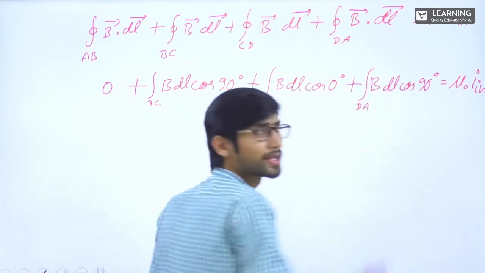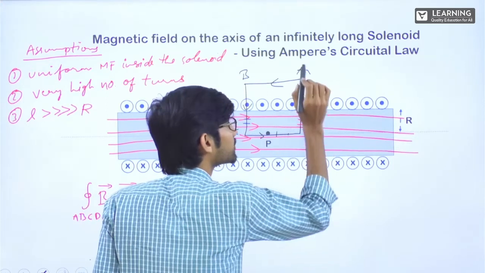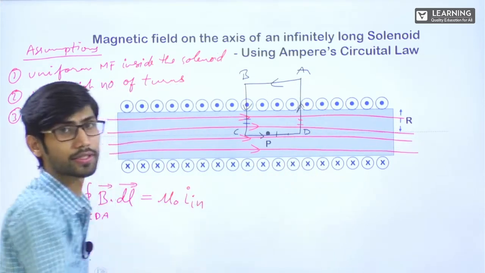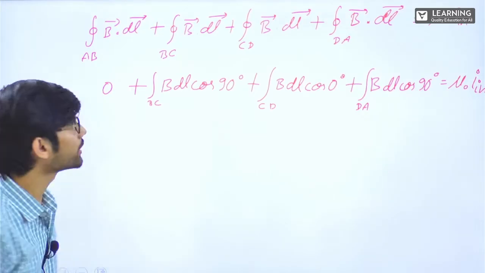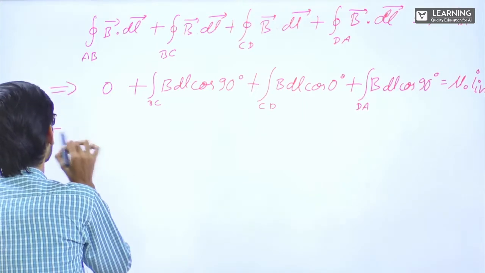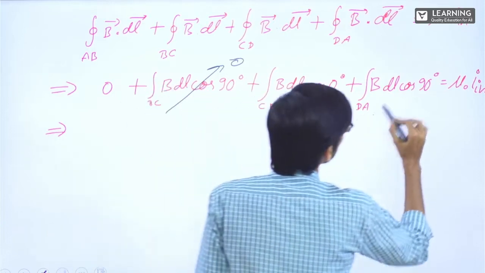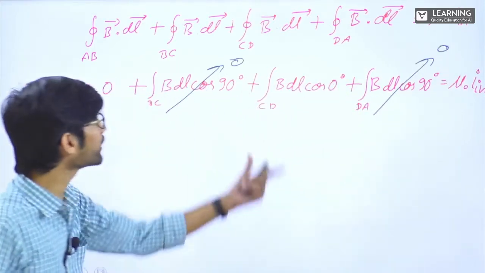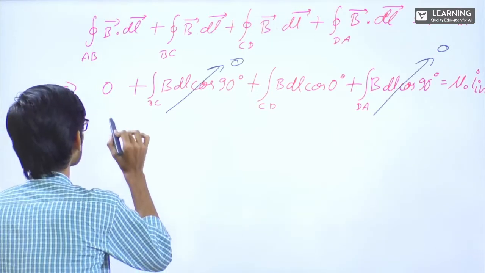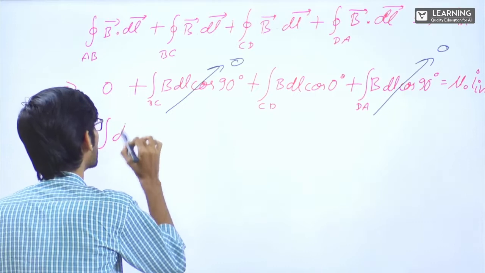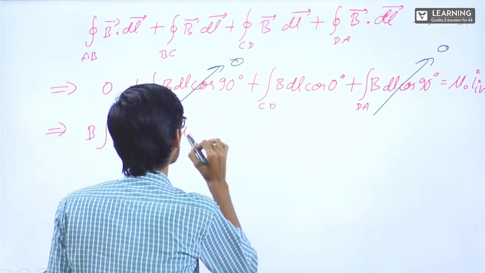I hope you got how this 90 came. Very simple, I already told you. If I take a small dl here, this dl is in the upwards direction and B is in this direction, that is 90 degrees. Clear? Now see, from here, this is also 0, this is also 0. We are left only with this B dl cos 0, that is B dl. So integration, B will be outside, dl will be inside. B is a constant. That is equal to mu naught into I inside.